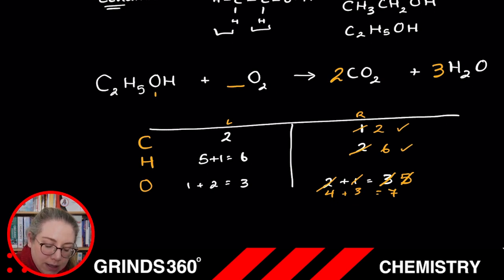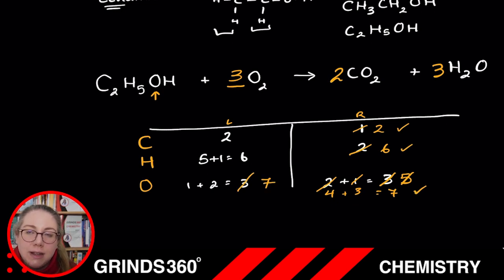Now, there's 1 oxygen there in the ethanol. So that's 1 of the 7. I have to multiply oxygen by some number to give me 6. Because if there's 1 already there, I need another 6 atoms to add together to give me 7. So I'm going to put a 3 in front of the O2. 3 times 2 is 6 plus 1 is 7, giving me 7 atoms of oxygen on each side of the equation.